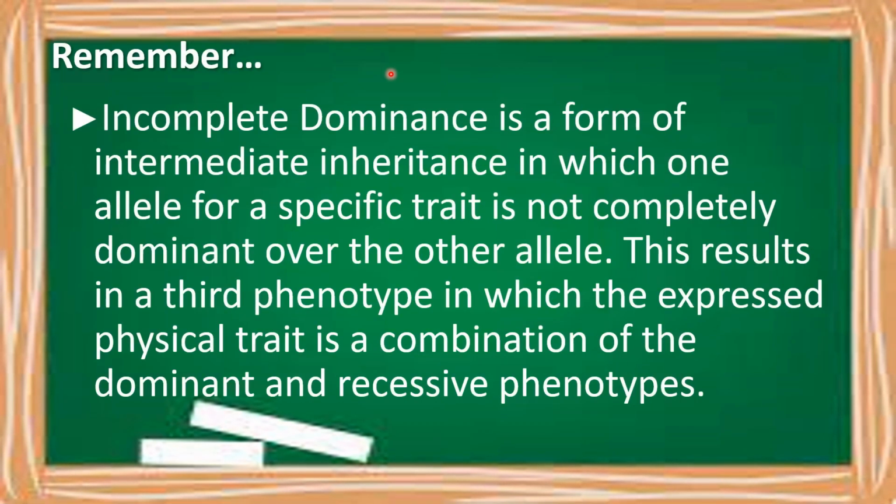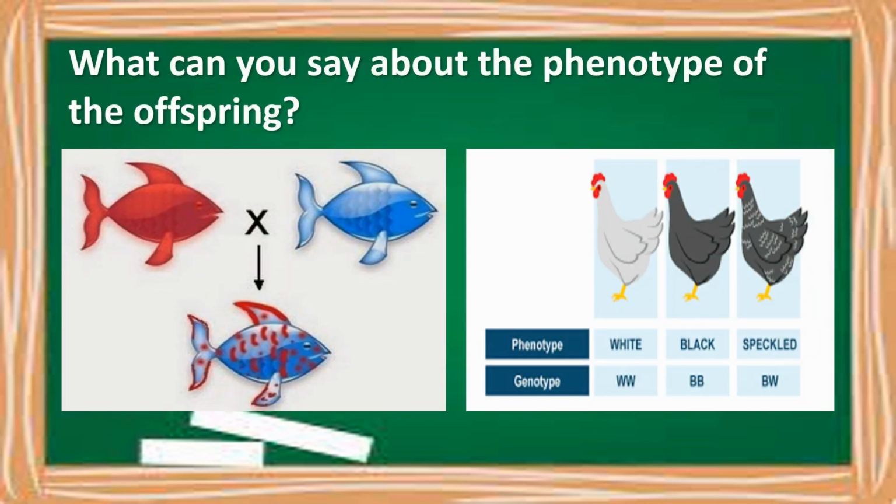Incomplete dominance is a form of intermediate inheritance in which one allele for a specific trait is not completely dominant over the other allele. This results in a third phenotype in which the expressed physical trait is a combination of the dominant and recessive phenotypes. Look at these two pictures. What can you say about the phenotype of the offspring?